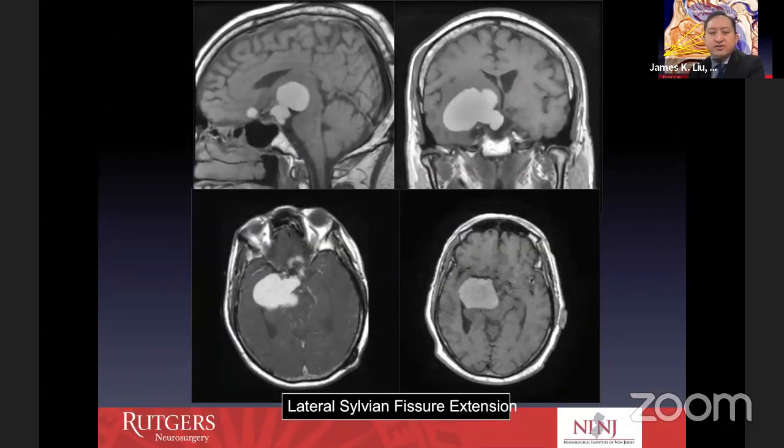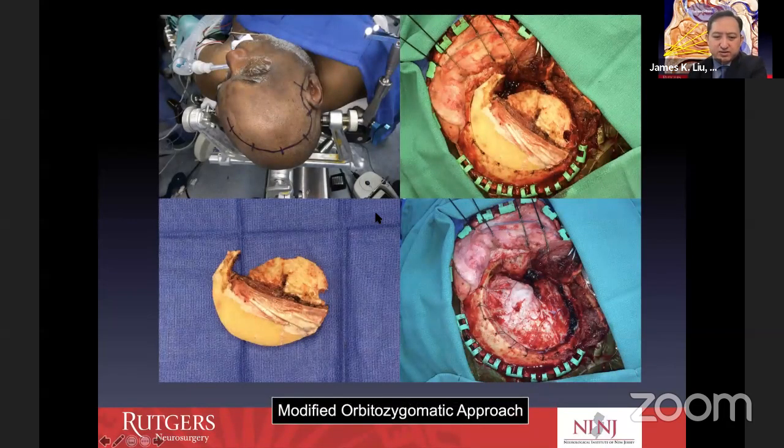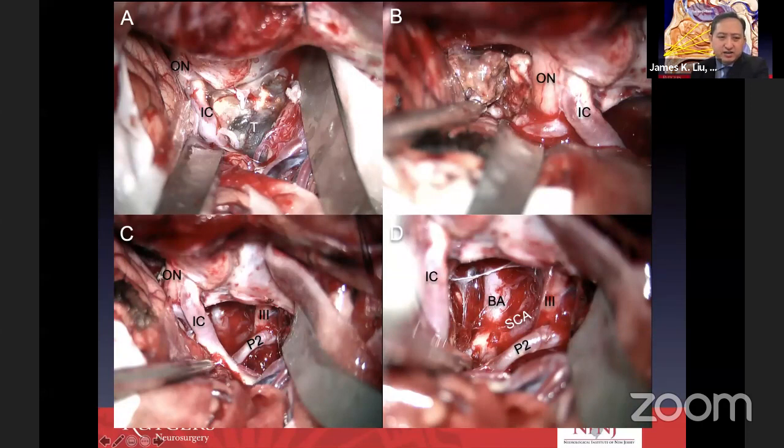So when do you use the open approach for cranios? If you look at this tumor, this has quite lateral extension into the Sylvian fissure, and it's not quite midline. So in this case, it makes sense to do it through what I prefer, a pterional or modified orbitozygomatic approach. It's basically a pterional that incorporates the orbital rim, and I like to do this in one piece with a wide splitting of the Sylvian fissure.